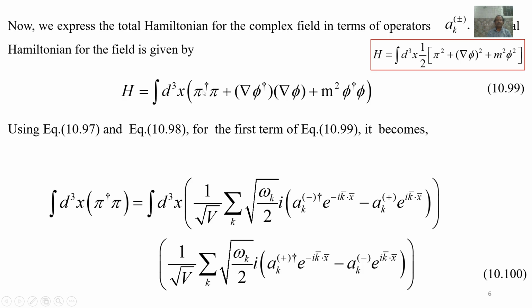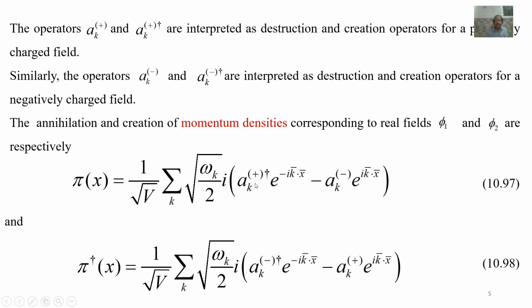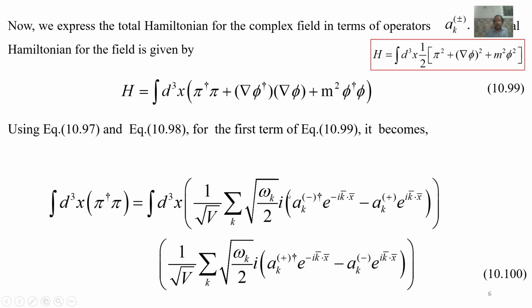The first term goes like this: integration over d cube x of pi dagger pi, which is given as equation 10.100. See, we have the expression for pi dagger, and we have the expression for pi. You just substitute here. So this is the expression for your pi dagger, and this is the expression for your pi.